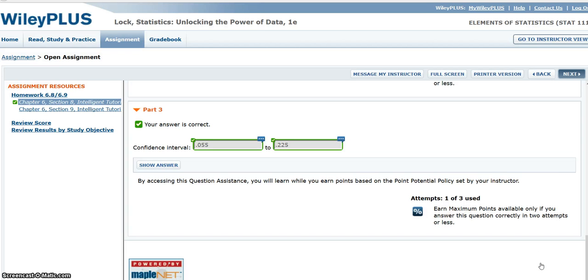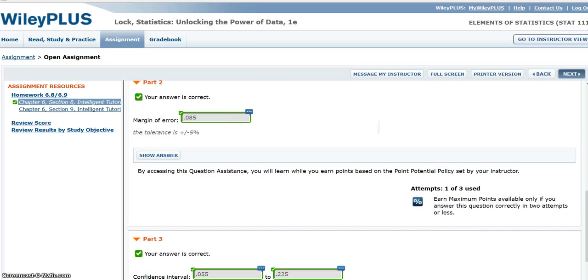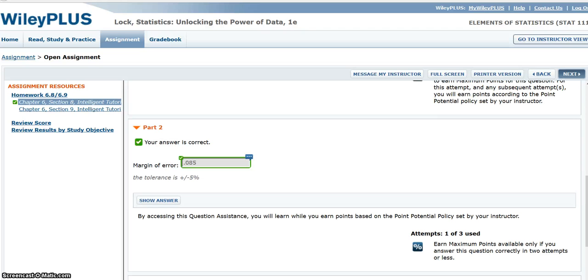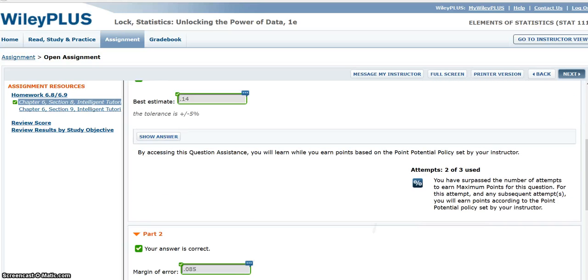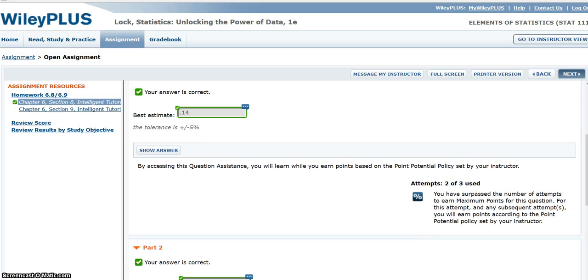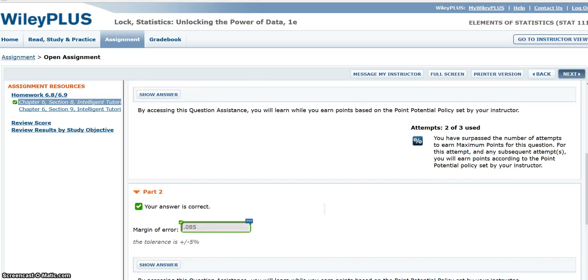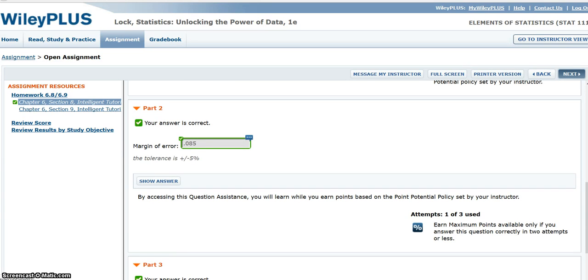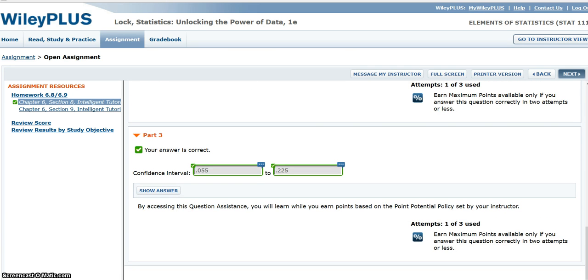And that's correct. So it's very, very difficult to get the correct answers with rounding problems on this particular assignment. I highly recommend that when you round your margin of error, you do it to 3 decimal places. And then when you calculate your upper and lower limits, you use your point estimate, round it to 2 places, plus or minus this margin of error that you put in here. And that should get you in the correct tolerance.